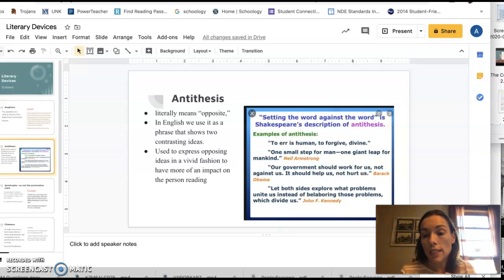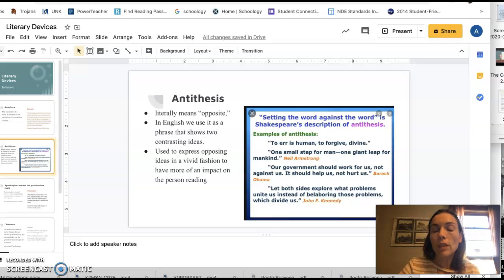Then I have the antithesis. Antithesis basically means opposite. Anti is opposite. So in English, we use it as a phrase to show two contrasting ideas. Shakespeare did this perfectly: "To err is human, to forgive divine." Neil Armstrong used it too: "One small step for man, one giant leap for mankind." He's walking on the moon. I have just this little step, so that's one idea, but then I contrast it completely with a giant leap for mankind.